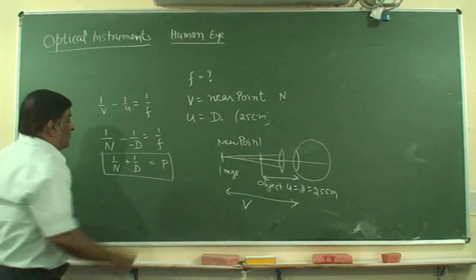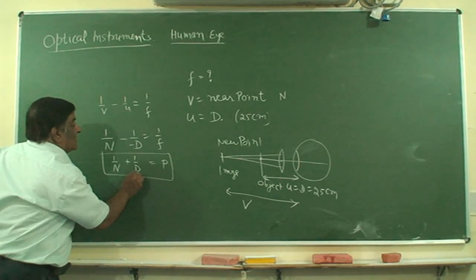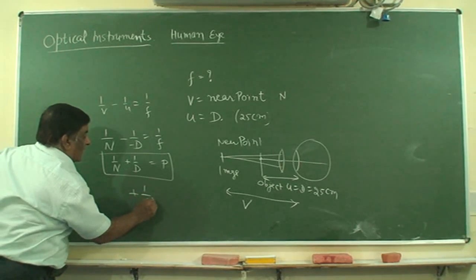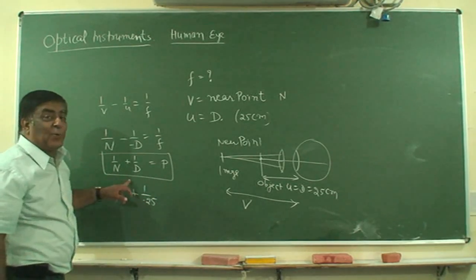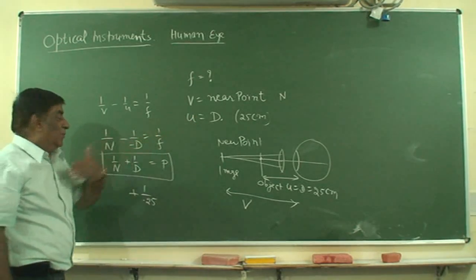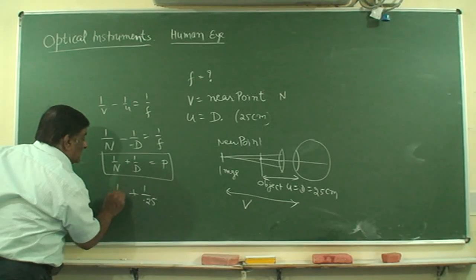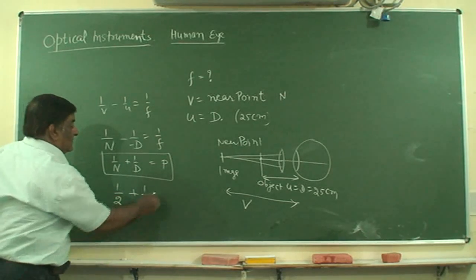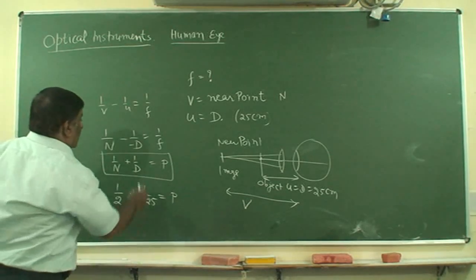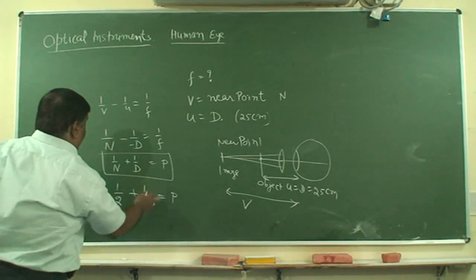Okay, let's put it with the values. If we have put the book at 25 centimeter, that is 0.25 meter, so this will be 0.25. The nearest point where a person can see is 2 meter, not below this. So this we will put as 1 upon 2 meter. This is the power, equal to 1 upon f.